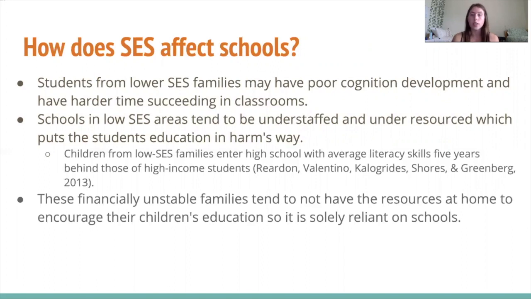These financially unstable families tend to not have resources at home to encourage their children's education, so it is solely reliant on schools. This creates a vicious cycle between the failing students and the school's inability to help them succeed in their future. To put things into perspective, nationally, 21% of children, or 15 million, lived in families with income levels below poverty lines in 2015.